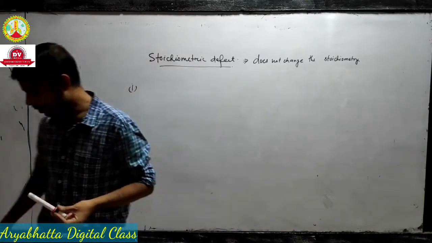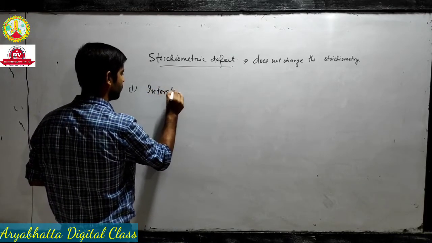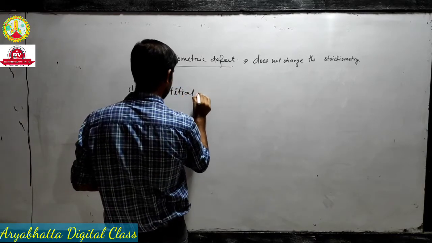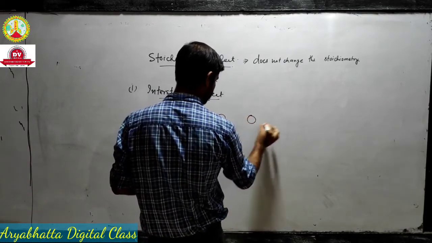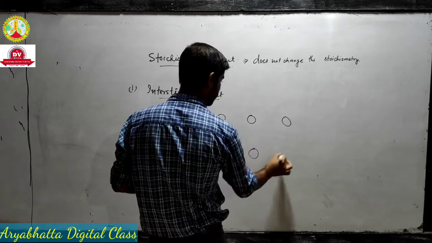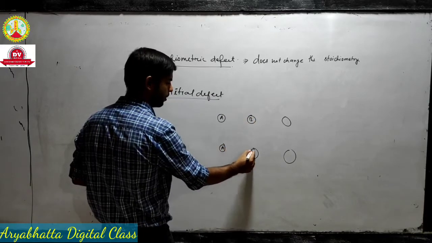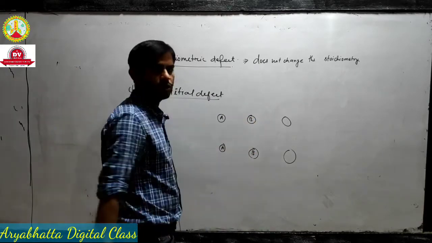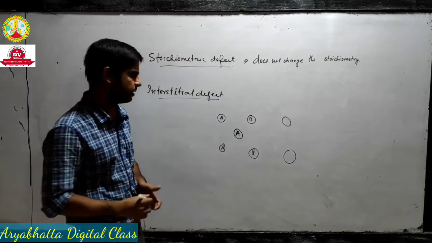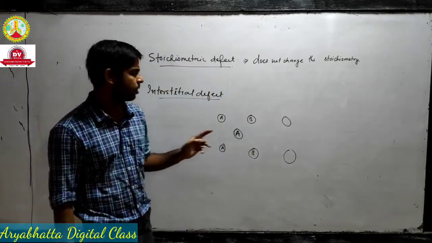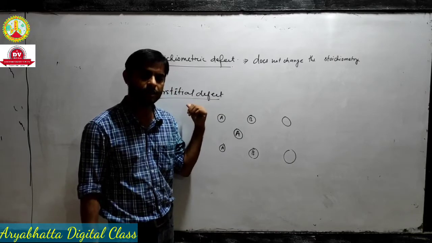Then we have another, called interstitial defect. What is interstitial defect? Suppose these are the locations where atoms can come. Suppose it has A, B, and the center is also a lattice point. So suppose an extra A appears here. Electrical neutrality will be balanced somehow. If an extra A appears here, this is called interstitial defect.